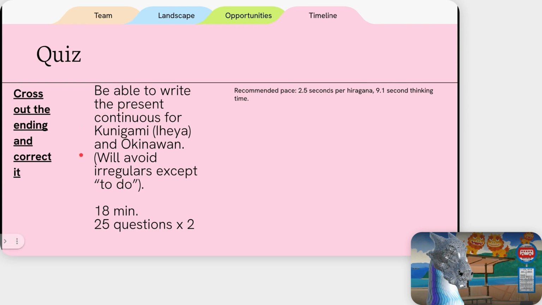It's gonna be 18 minutes, 25 questions, times two being either Kunigami or Okinawan. And the recommended pace is just 2.5 seconds per hiragana plus an additional 9.1 seconds for thinking time. So you should be able to finish this as long as you've studied decently. And that's about it. I guess thank you.